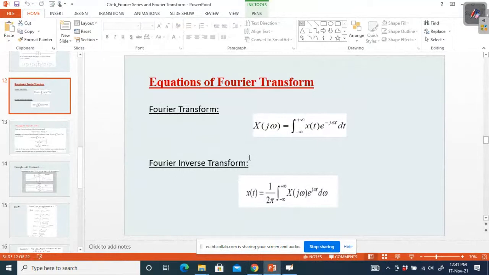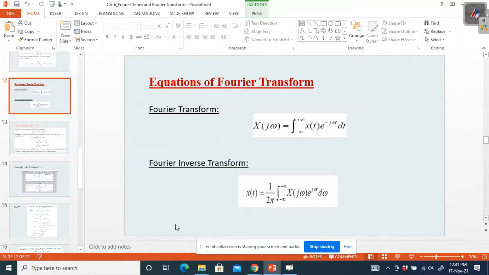So Fourier transform is what? It is a representation of a non-periodic signal, just like I told you about Fourier series. Fourier series is used to find out or to represent any signal in terms of sine and cosine. And Fourier transform is used for non-periodic signals.